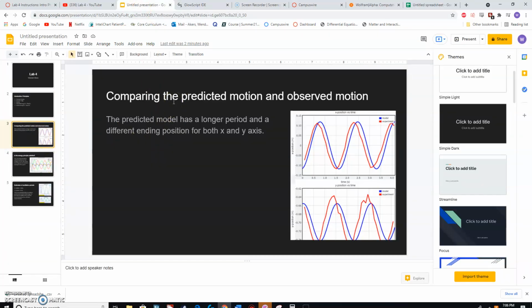So, comparing the predicted motion and observed motion, the predicted model has a longer period compared to the actual experiment and a different ending position for both the x and y axis. So it's very close, but it's not exactly perfect to the model.